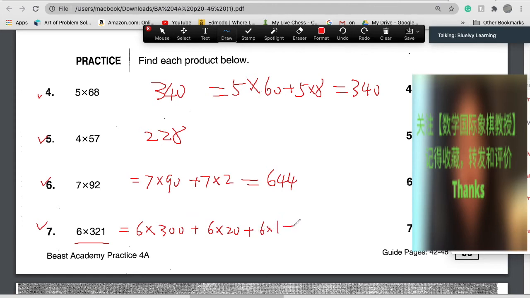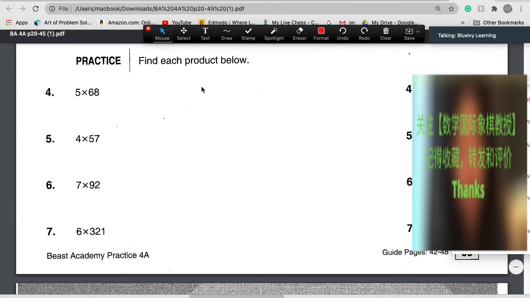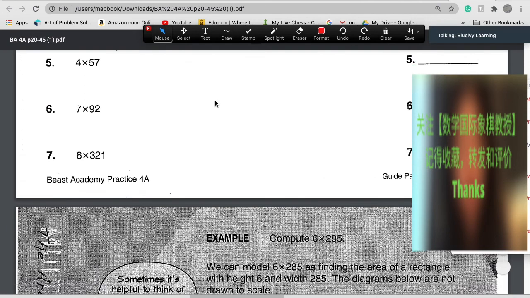Kimberly, double check your answer. 6 times 300, that will be 1800. Then plus 120, then plus 6. So then you got the answer. Audrey got it correct. Kimberly got it correct. Winston also got it correct. Yeah, very good. Everybody got this one correct. Okay, now let's go to next page.